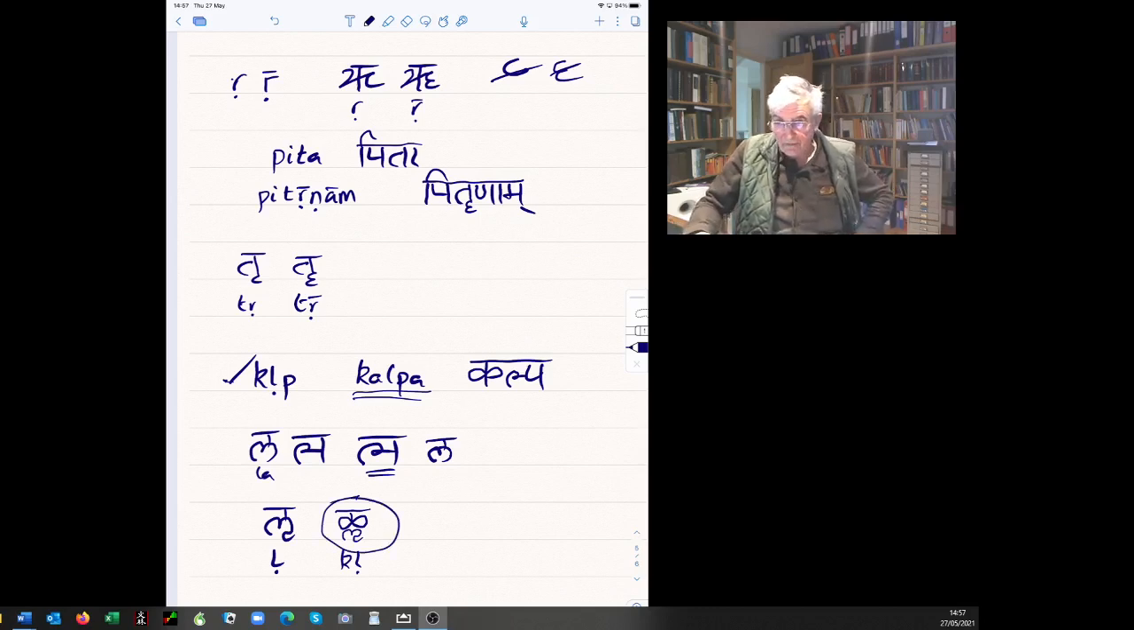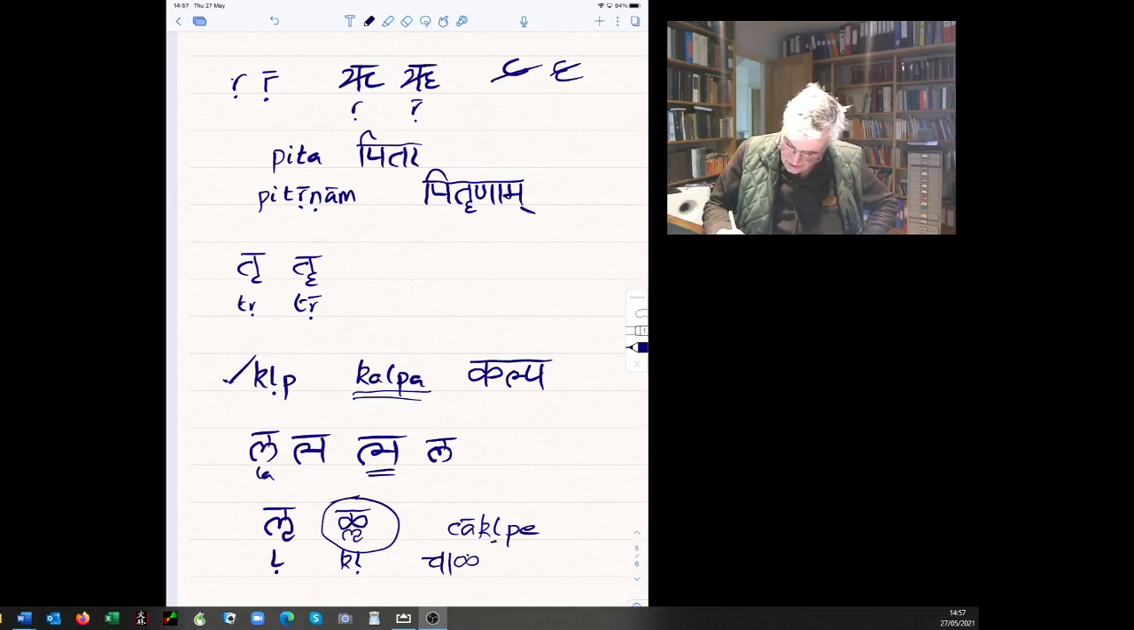The only word I've ever seen in reading Sanskrit where I've seen it is in the past third person plural, which is cha klipe, meaning they imagined, which I'll show you how to write. So cha klipe, cha klipe.